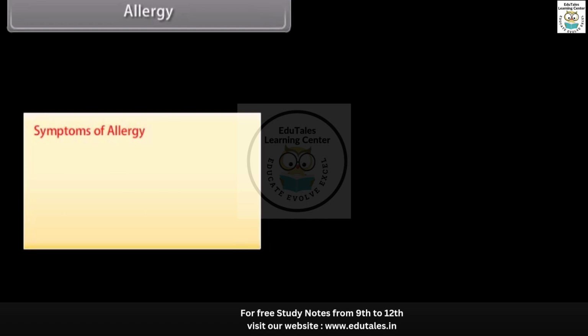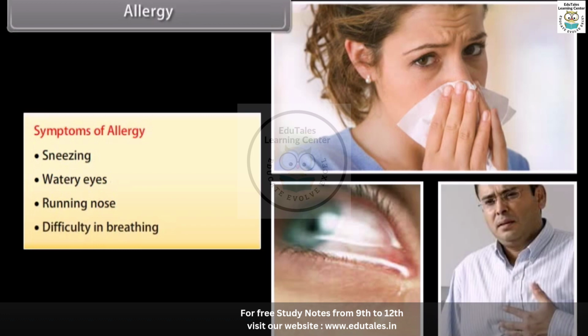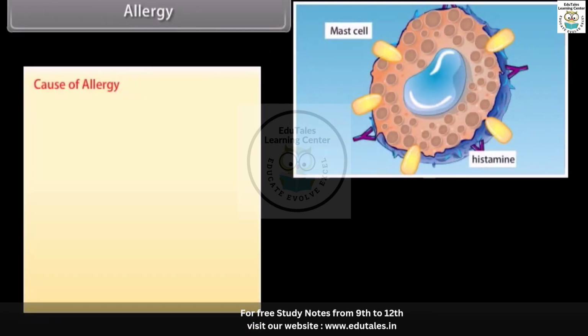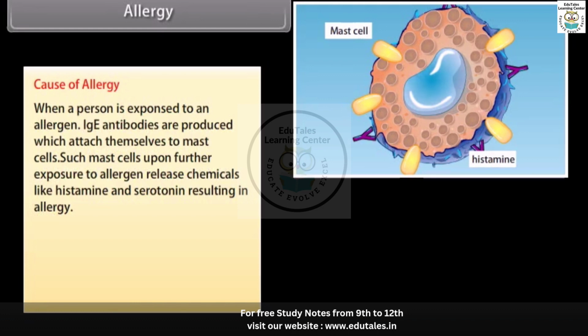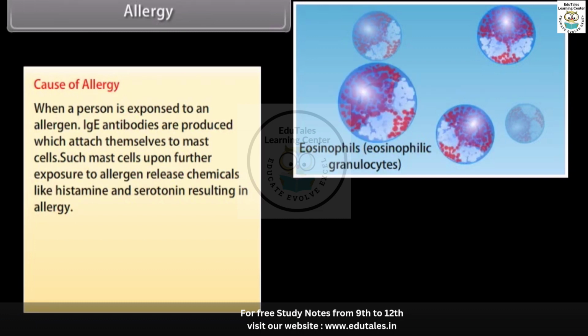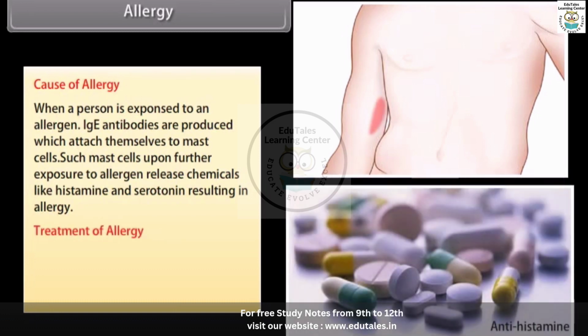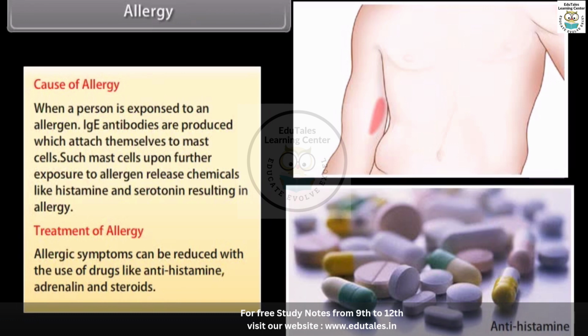Symptoms of allergy: sneezing, watery eyes, running nose, difficulty in breathing. Cause of allergy: when a person is exposed to an allergen, IgE antibodies are produced which attach themselves to mast cells. Such mast cells, upon further exposure to allergen, release chemicals like histamine and serotonin, resulting in allergy. Treatment of allergy: allergic symptoms can be reduced with the use of drugs like antihistamine, adrenaline, and steroids.